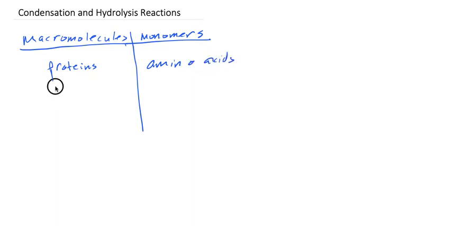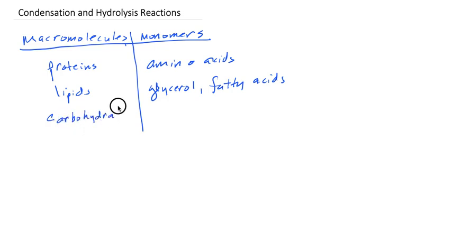We had lipids, and remember we said glycerol and fatty acids. And then we had our carbohydrates. Here's where you've heard the term complex carbohydrates or complex carbs. From biology class, you remember that glucose was our monomer unit. From these, first we'll take a look at proteins, then lipids, and then carbohydrates.